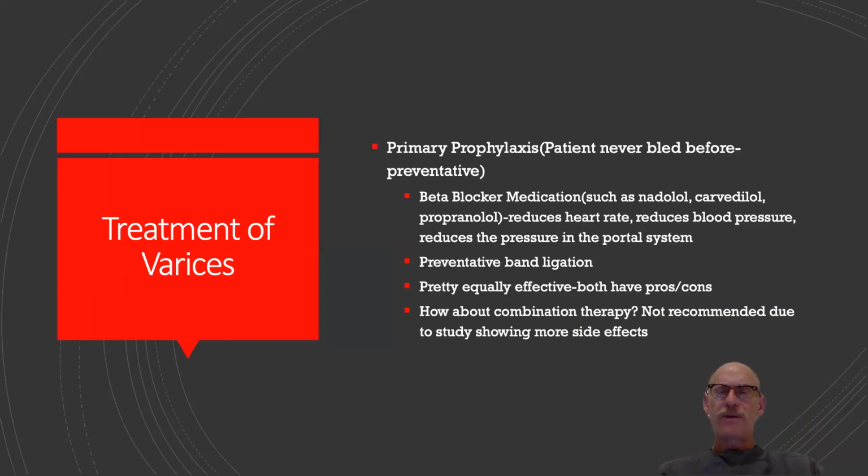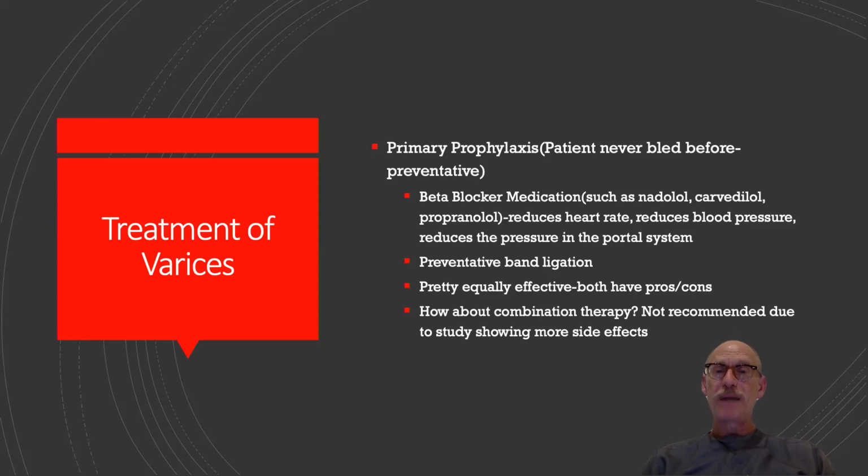Well, how do we treat varices that are bleeding? Well, the best thing of all is to prevent them from bleeding in the first place. The treatments available for preventing a first variceal bleed are called primary prophylaxis, meaning patients who have never bled before, and we're doing some interventions to try to prevent them from bleeding the first time. There are various ways we can accomplish that.